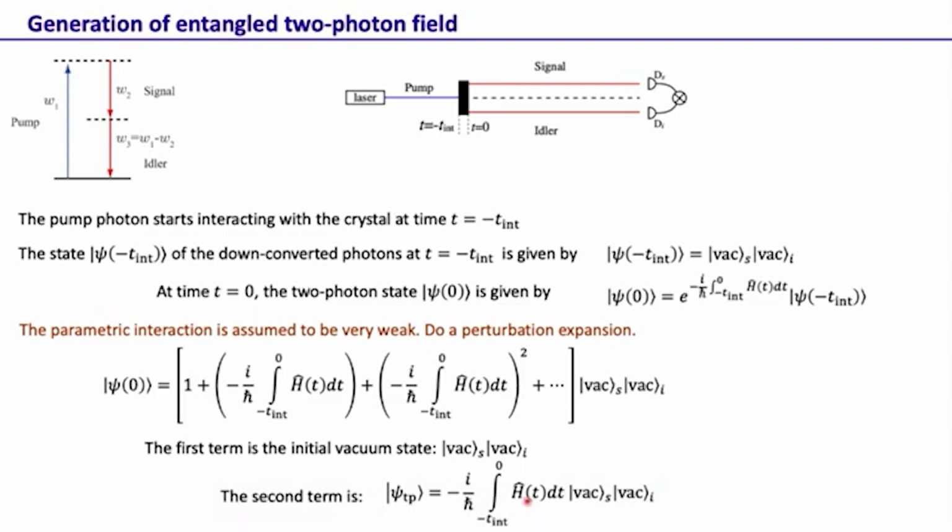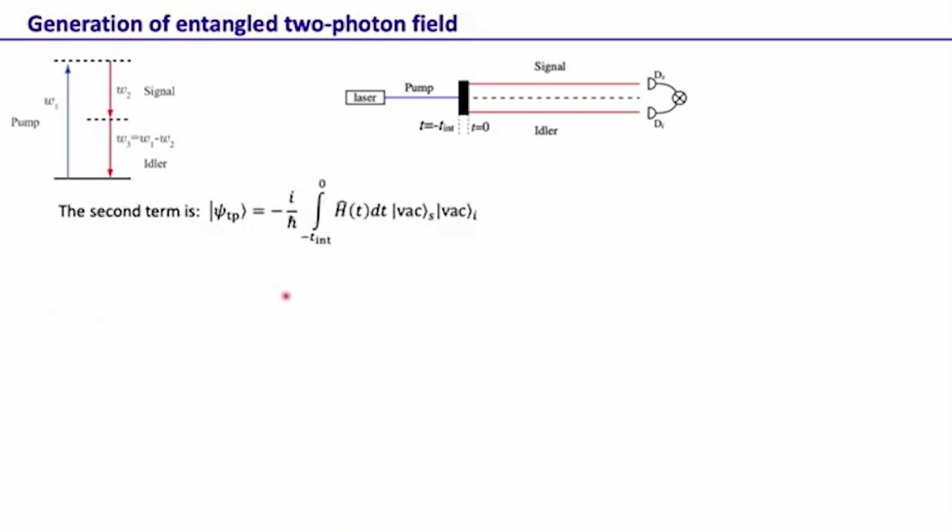Now we will see that this second term gives rise to a 2-photon state. Similarly, this third term, which has a square here, will give rise to 4-photon states. But for now we are not interested in 4-photon effects, we are only interested in 2-photon effects. So we will just stop at this term in the perturbative expansion. So this is the 2-photon state, and this is the expression that we have for it.